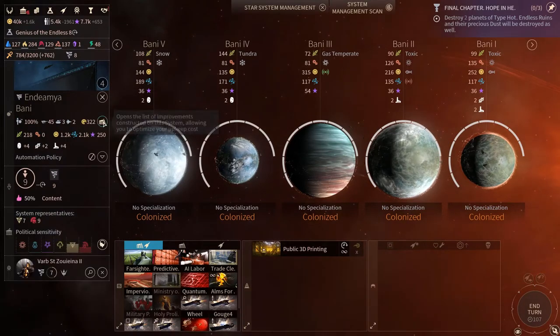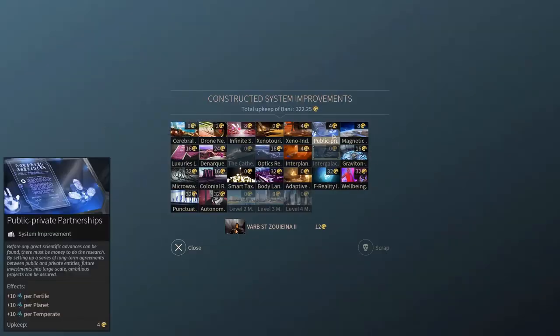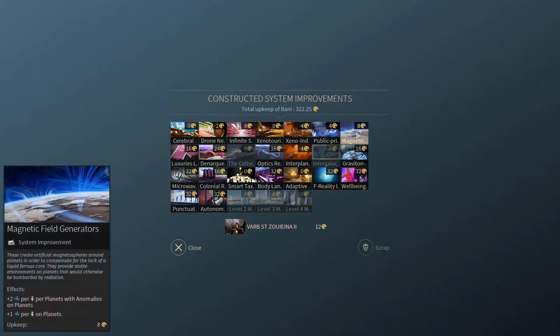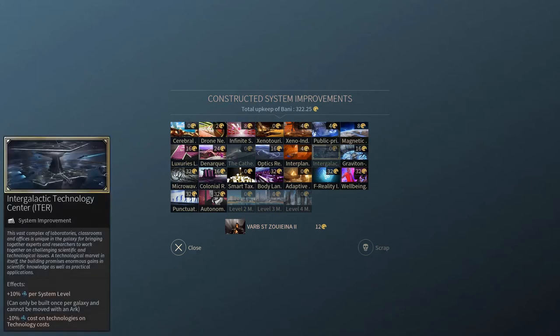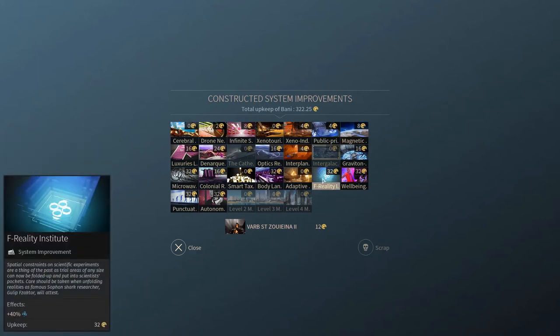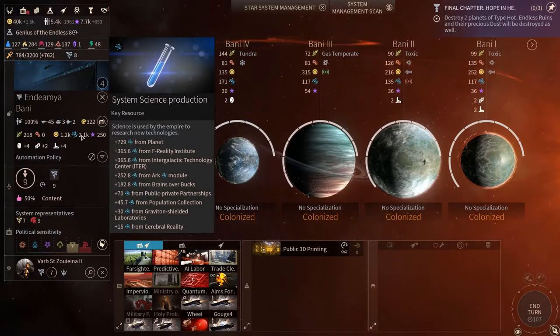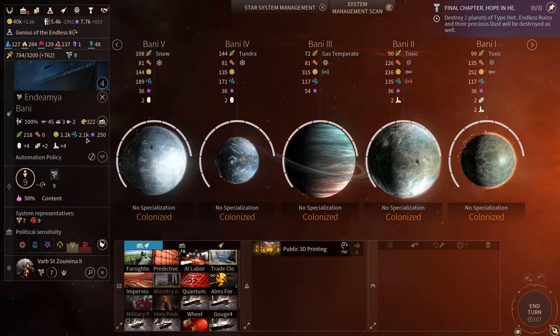If you add a lot of system improvements, like public-private partnerships at the beginning of the game, this is great. Magnetic field generators, the ITER, or even the Fantasy Reality Institute, you're going to get an extremely good output of science. For example, in one system here I'm just making 2,000 science per turn. That's one way of getting a lot of science.